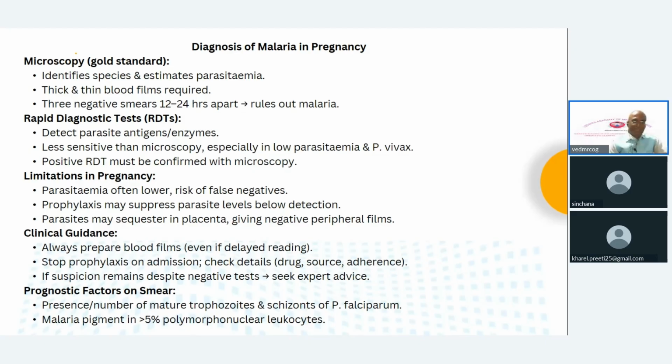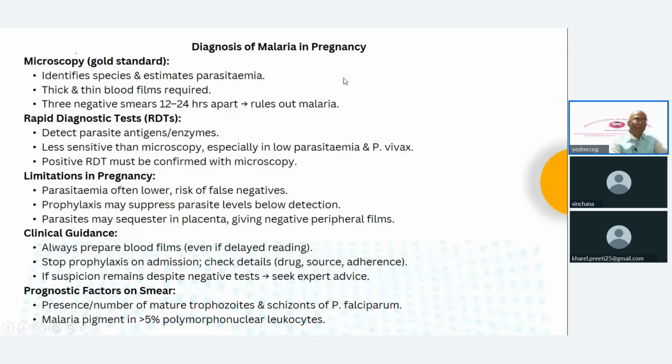Then clinical guidance: always prepare blood films, even if there is a delayed reading. Stop prophylaxis on admission. Check details: what drugs she has received, and was she compliant or not. If suspicion remains despite a negative test, seek expert advice. And what are the prognostic factors on smear? Presence and number of trophozoites and schizonts of falciparum, and malaria pigment in more than 5% of polymorphonuclear leukocytes, are the prognostic factors in cases of malaria.